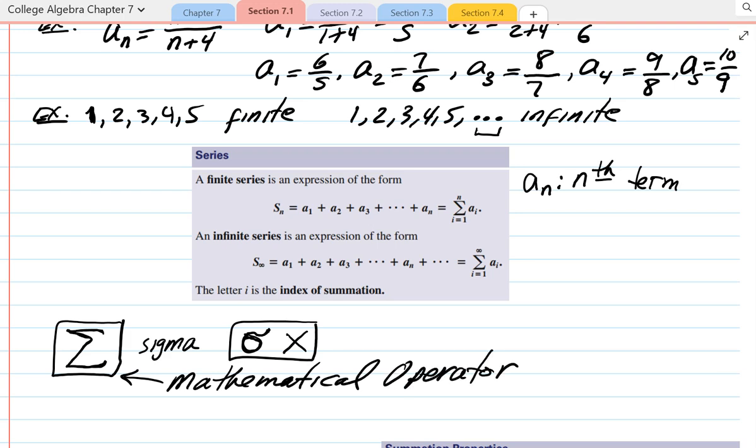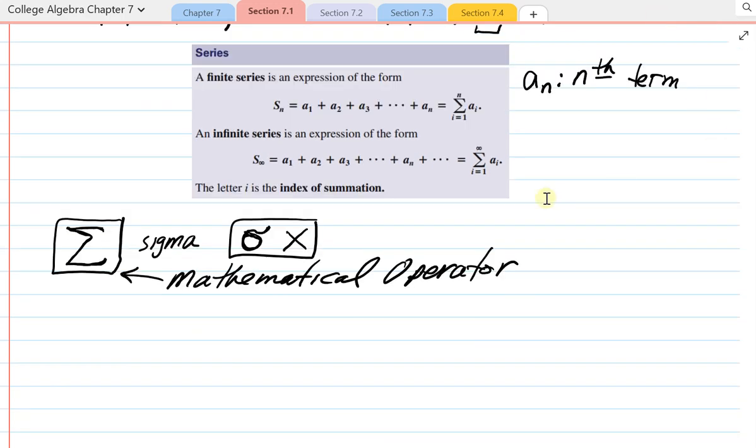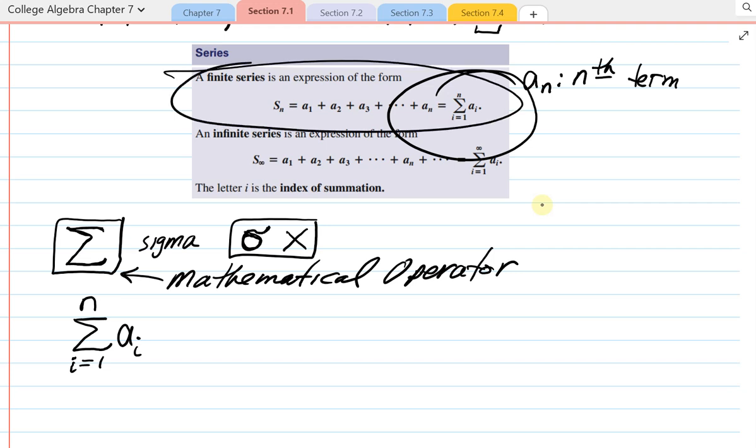This mathematical operator operates on the series. So let me show you how. Okay, so for example, let's say I have an expression that looks like the following. I have the sigma of i equals 1 to n of a sub i. I'm looking at what we stated up here in the beginning, the definition of a finite series.